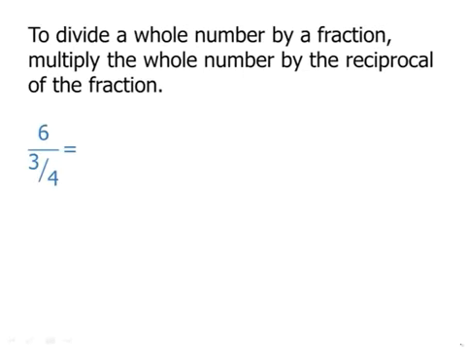To divide a whole number by a fraction, multiply the whole number by the reciprocal of the fraction. So 6 divided by 3/4 is the same as 6 times 4/3. Again, we're going to write that 6 as 6/1, and then just do the fraction multiplication.